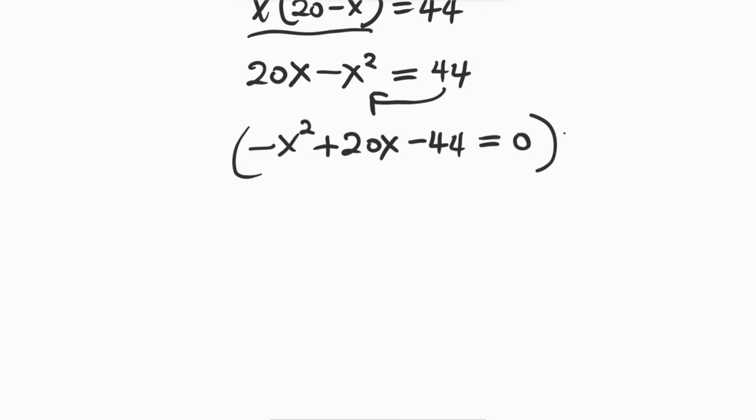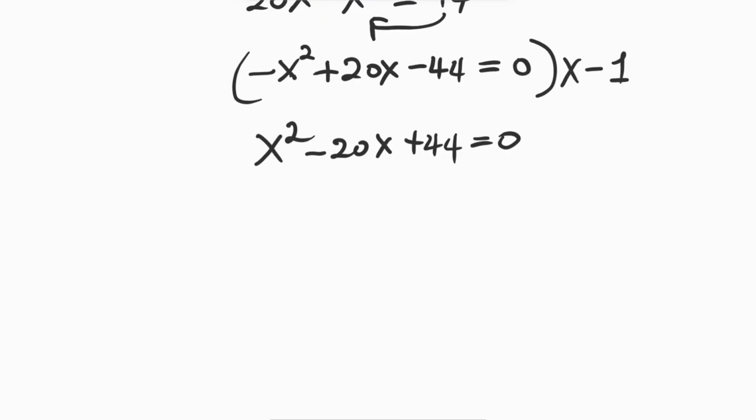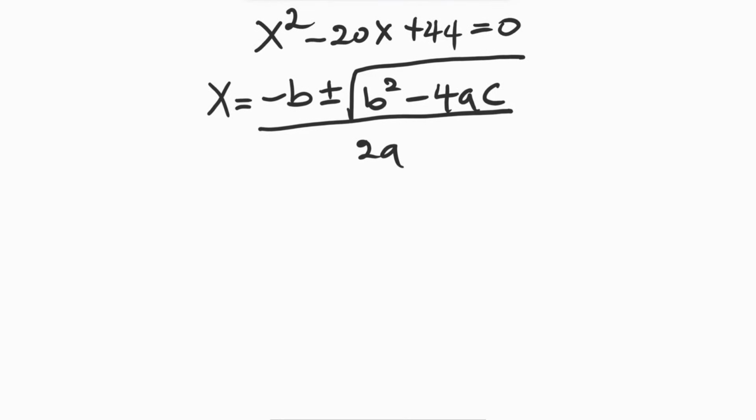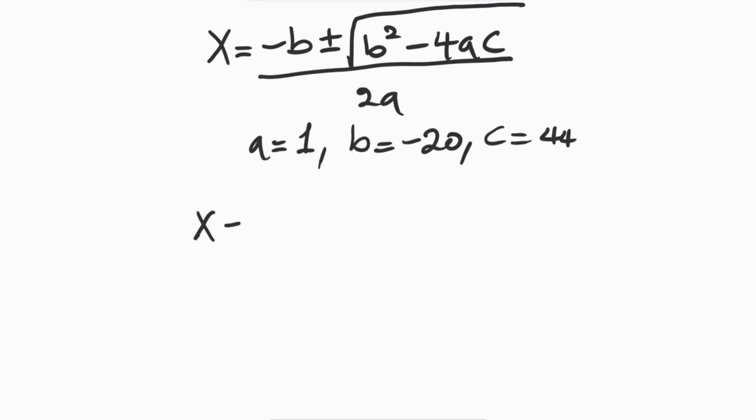Now we can multiply both sides by minus 1 just so that we have a positive sign behind the x squared. So now we have x squared minus 20x plus 44 equals 0. So now we have a quadratic equation and we are supposed to find the value of x. We're going to employ the quadratic formula that states that x is equal to minus b plus or minus square root of b squared minus 4ac, divided by 2a. From this equation, a is equal to 1, b is equal to minus 20, and c is 44.